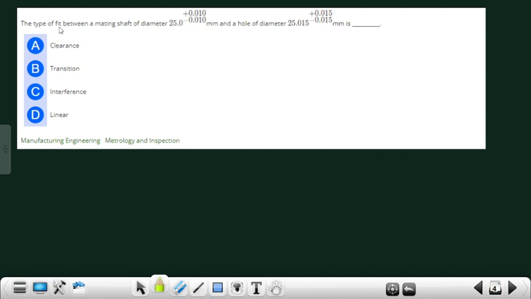Next question. The type of fit between a mating shaft, with the shaft diameter given and the hole diameter also given. Then what type of fit is this: clearance fit, transition fit, interference fit, or linear fit?